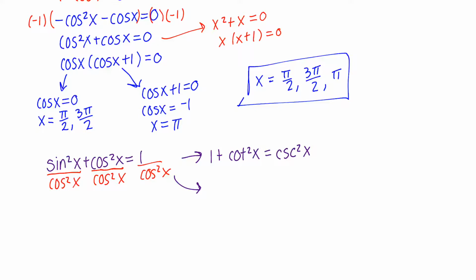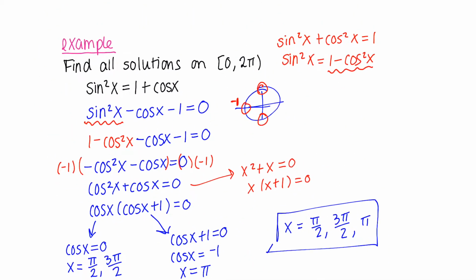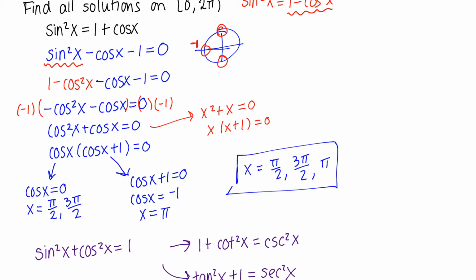Instead, you'd have sine over cosine, that's going to be tangent squared. So tangent squared x plus 1 equals secant squared x. So there are your three Pythagorean identities that you want to use if you come to a place where there's a squared trig and a different trig function too.